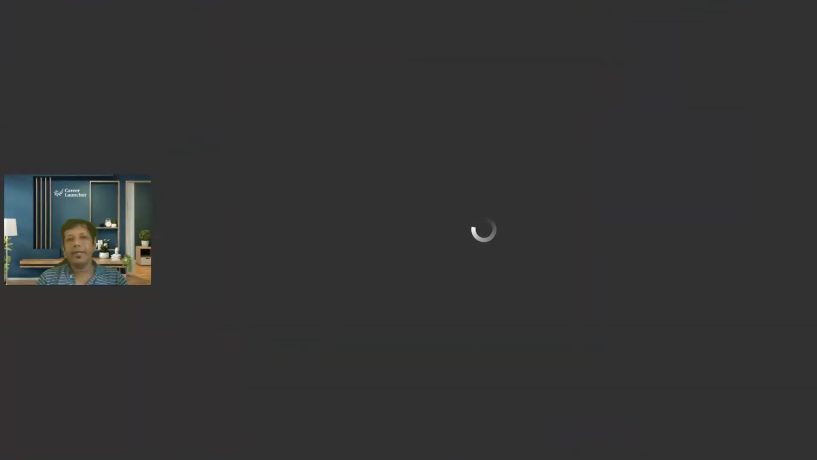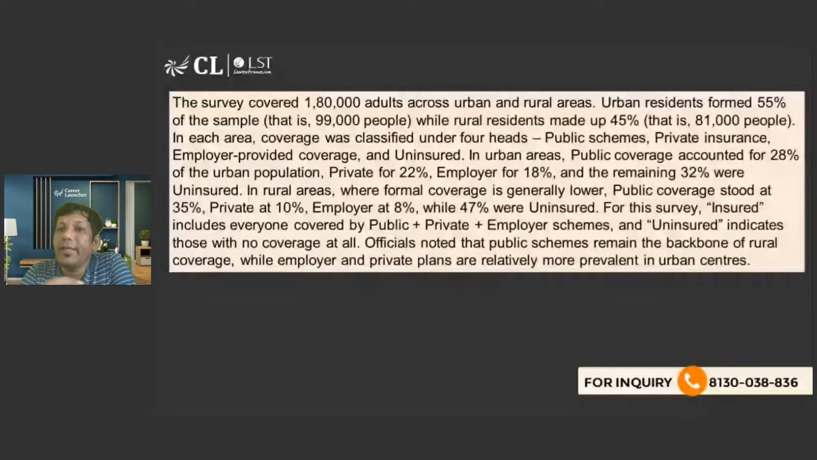Okay, we are back. The survey covered 180,000 adults across urban and rural areas. Urban residents formed 55% of the sample, that is 99,000 people, while rural made up 45%, that is 81,000. In each area, coverage was classified under four heads: public scheme, private insurance, employer provided coverage, and uninsured. In urban areas, public coverage accounted for 28%.